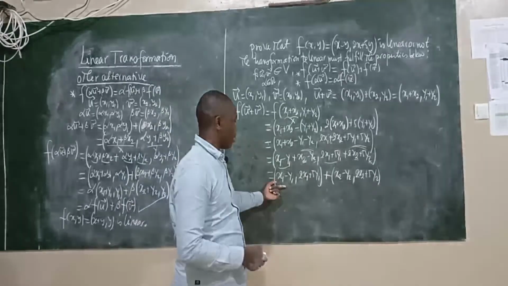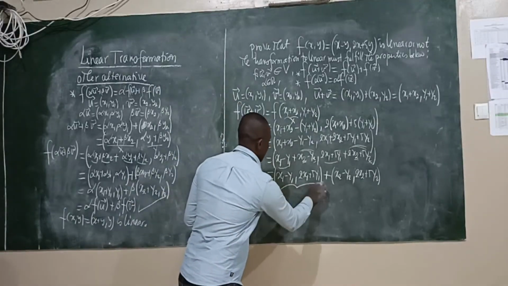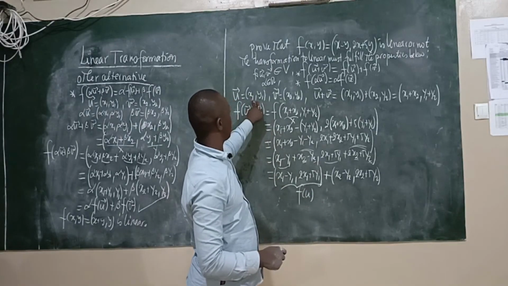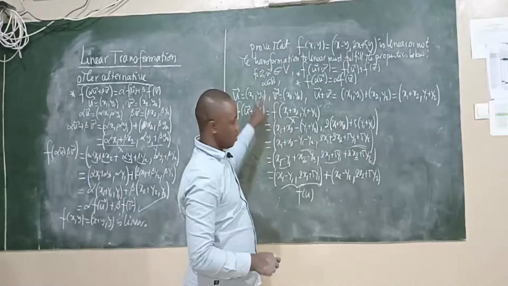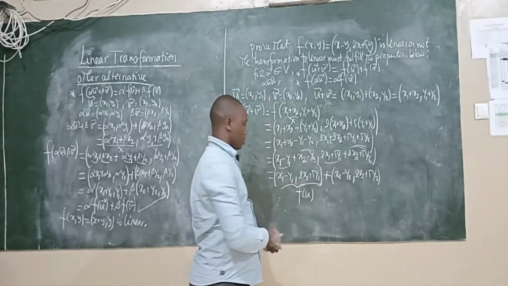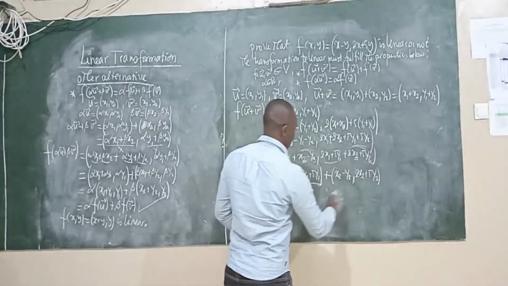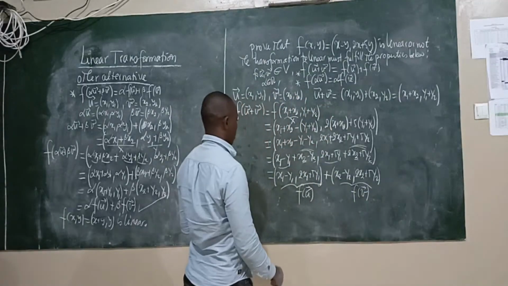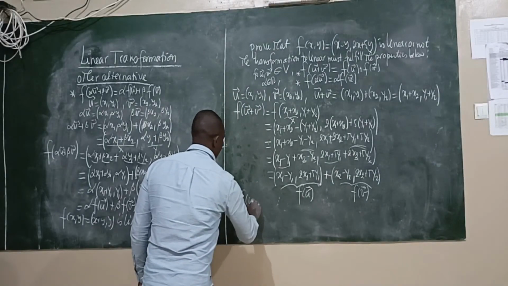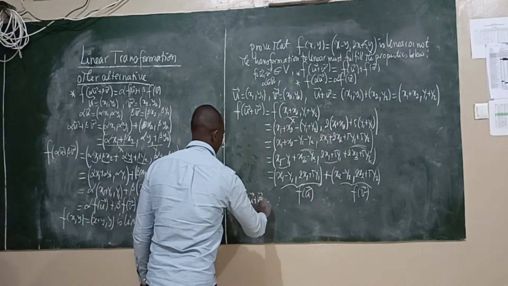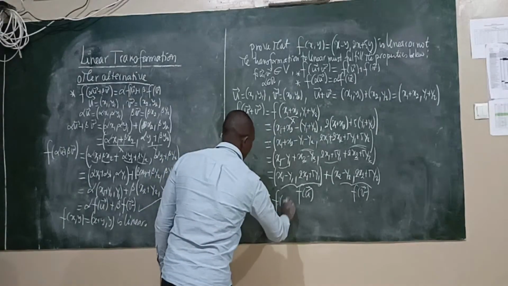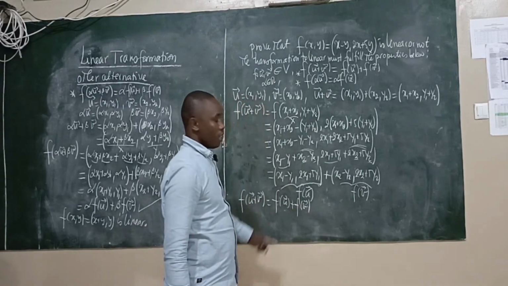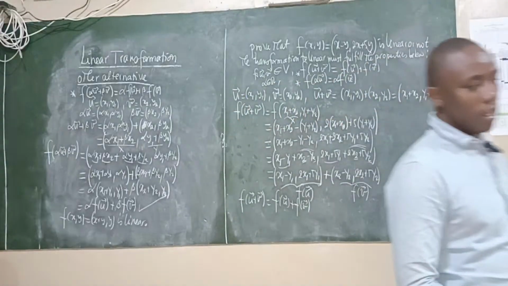As you see, this will be a function of u, because our u is (x1, y1). That's why this must be a function of u, while this must be a function of v. Thus, f of u plus v is the sum of f of u plus f of v. Here, the first property is satisfied.